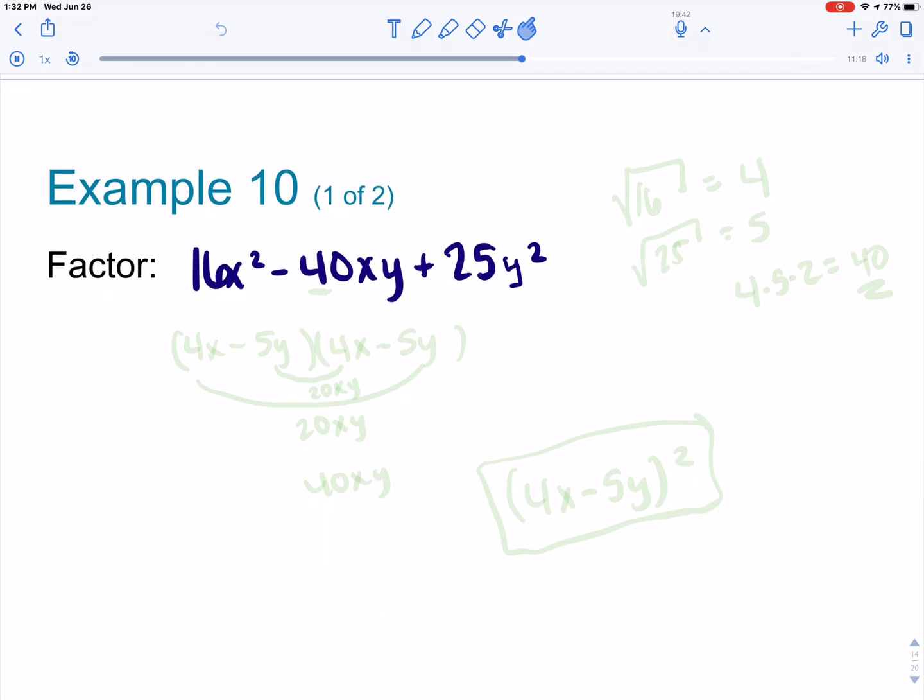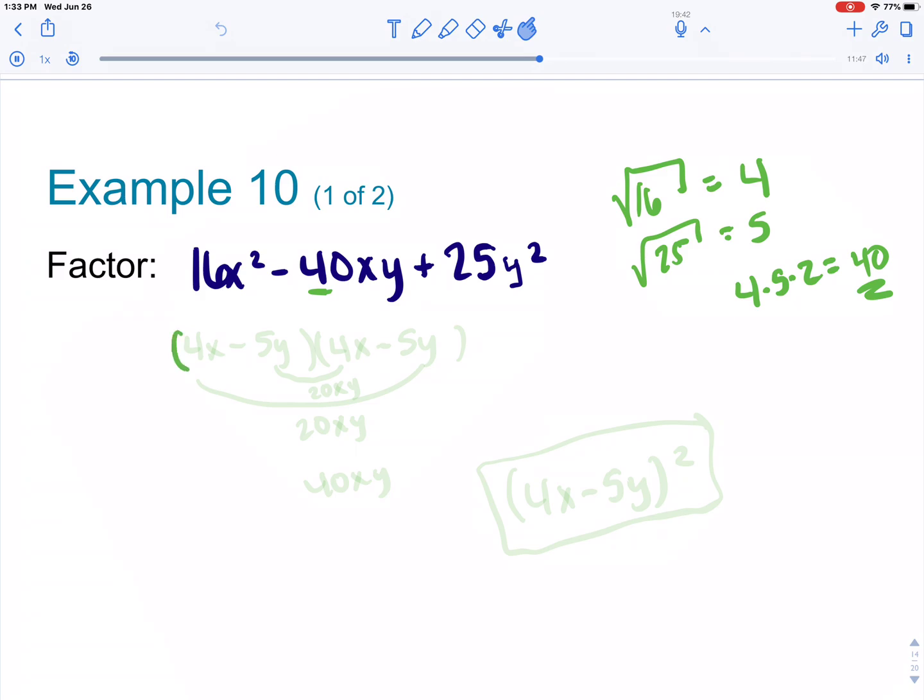Okay, so this one gets a little bit more complicated. So maybe I'm going to try that trick to see if they're perfect squares. So I say, okay, well, what times what makes 16? I say square root of 16, well, that's 4. The square root of 25 is 5. If I multiply those two together and multiply by 2, do I get that middle term? And I do. So again, I got that middle term.